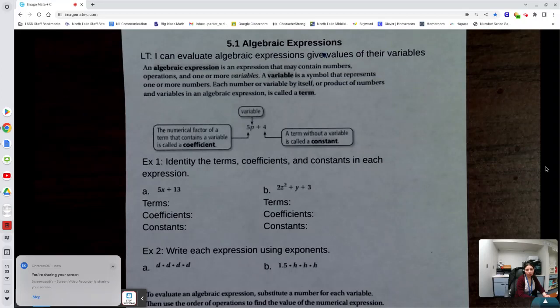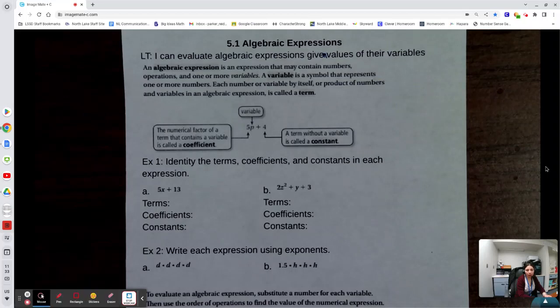Hey students, in this video we're going to go through section 5.1 about algebraic expressions. Our learning target is I can evaluate algebraic expressions given values of their variables.